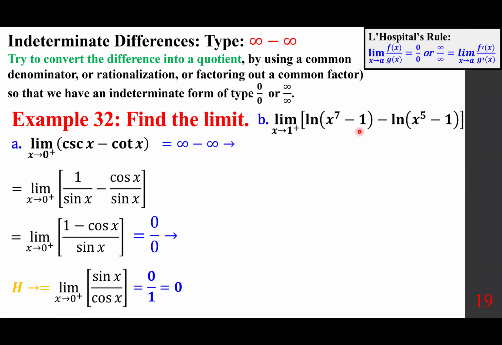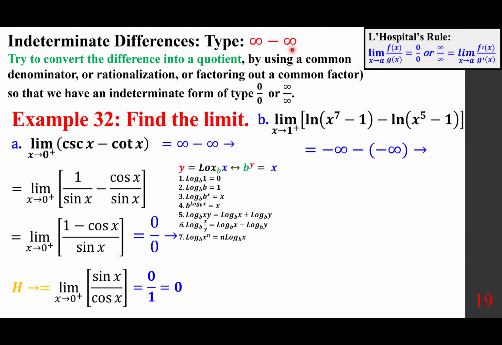Over here, when I plug in 1, this becomes 0 and 0 from the right. The same thing here. As you know, the graph of a natural log tells you this goes to negative infinity, and so does this one. And minus infinity minus negative infinity means negative infinity plus infinity, which is the same as this one, is indeterminate. We can use properties of logs. In this case, look at number 6: log of x over y is log x minus log y, and all of them have the same base b.